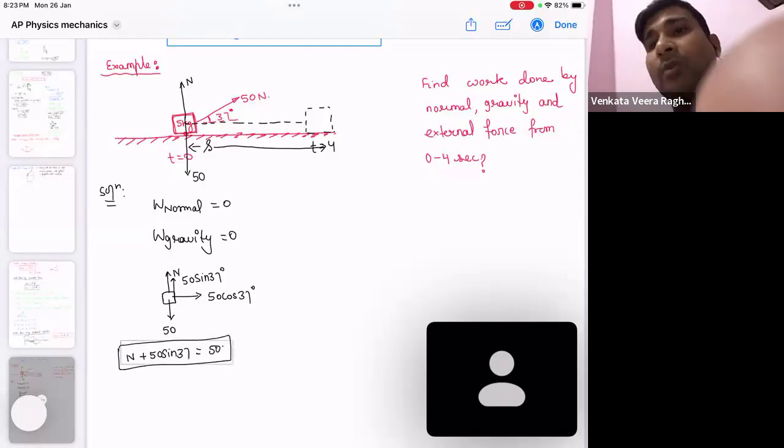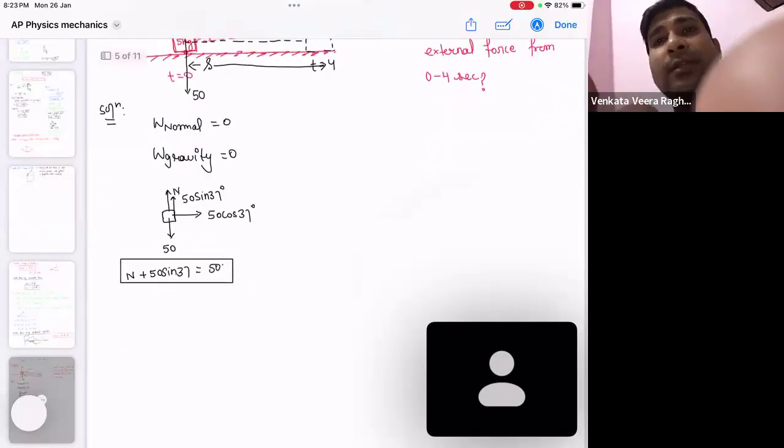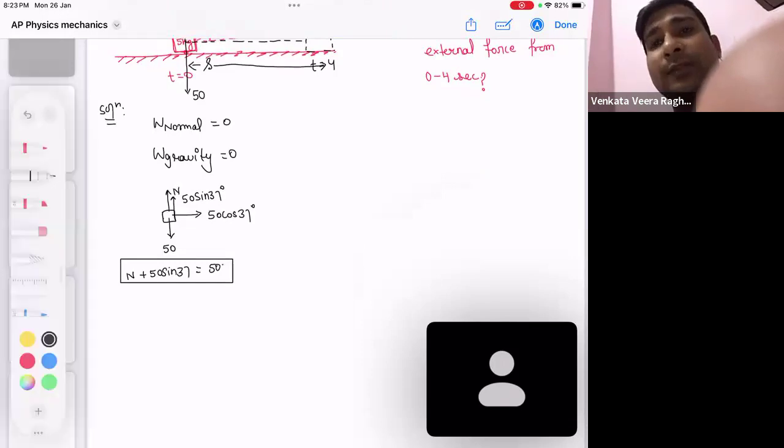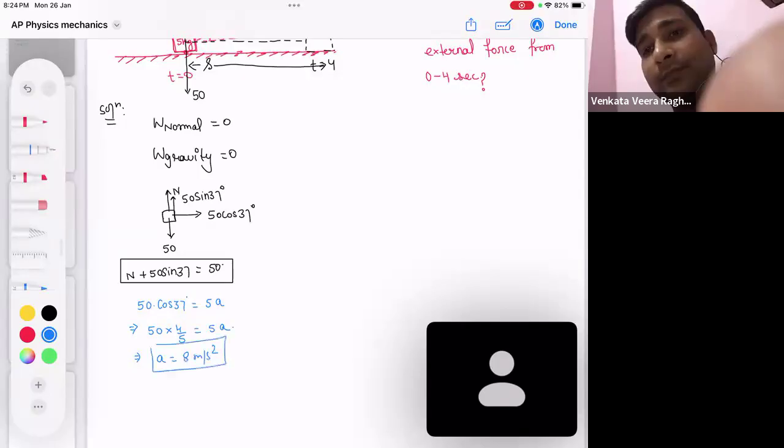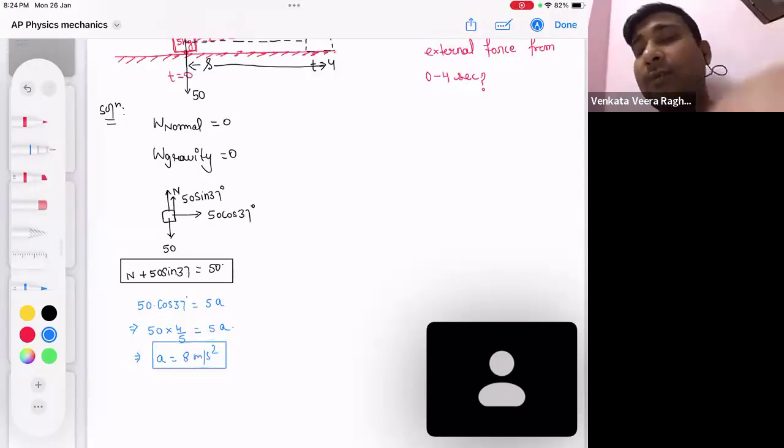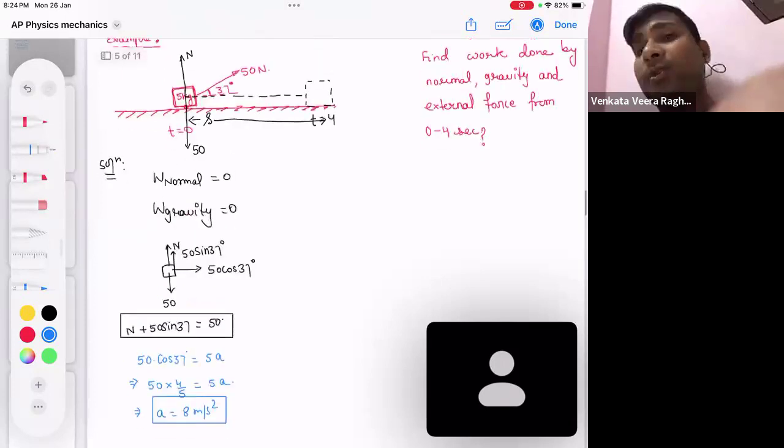Okay. Now, what about the 50 cos 37? So 50 cos 37 will provide us the acceleration. So 50 cos 37 should be equal to mass into acceleration. 50 cos 37 is 4 by 5, that should be equal to 5 into a. So we are getting the acceleration as 8 meter per second square. Right? 10 into 4, 40 by 5. That means this is the acceleration of the block, and there is no friction given in this question.